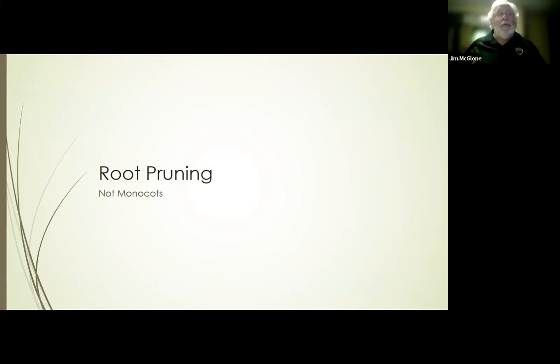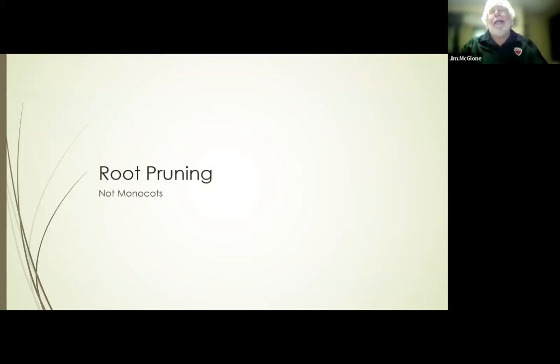Okay, let's talk about root pruning. And notice here I say not monocots. Monocots are characterized by roots that do not, what do I want to say? They don't split, they don't fork. They just grow straight down from a meristem, usually right below the surface of the ground. So for example, grass basically has two meristems, one on top of the other. The one that points up grows new shoots, new leaves and stems. The one that points down is what grows the roots, but they don't branch as they go down into the soil. So we don't really root prune monocots.